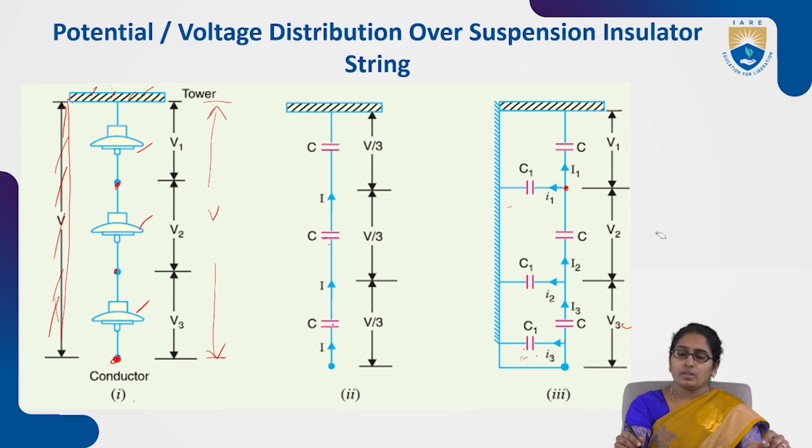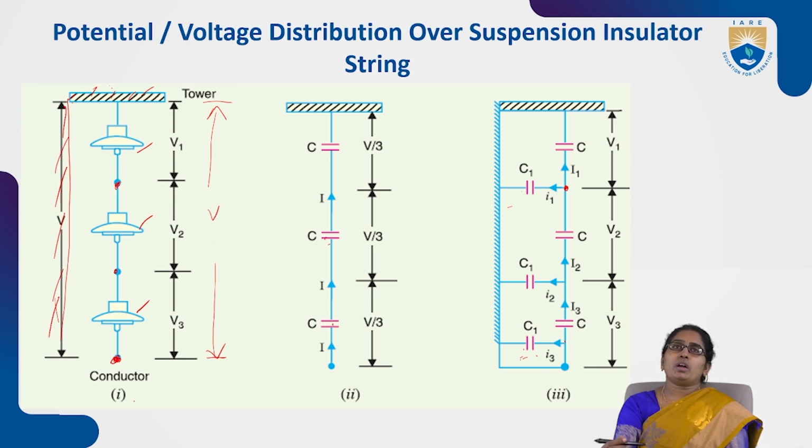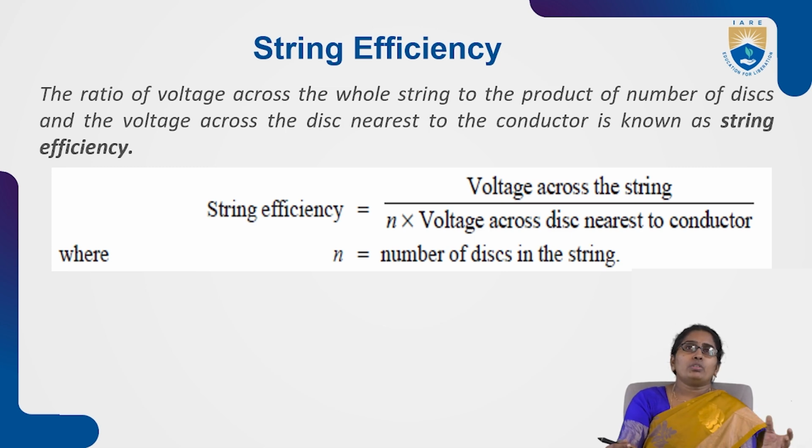Now, because of this non-uniform voltage distribution, the string efficiency will get low. We want a good value of string efficiency, 100% for the ideal case. Now see how they define the string efficiency.